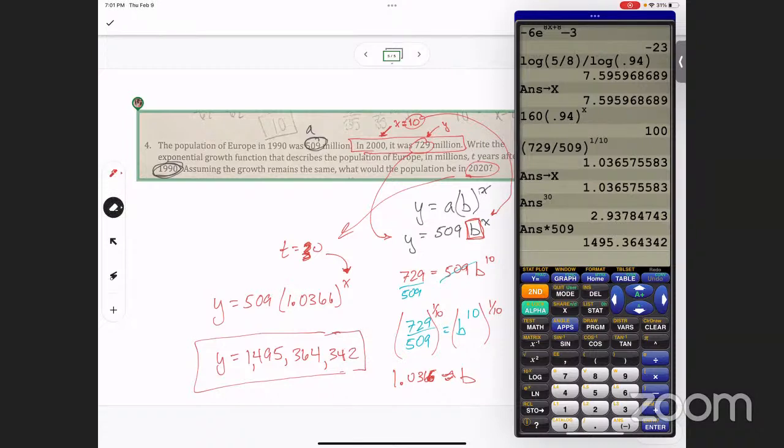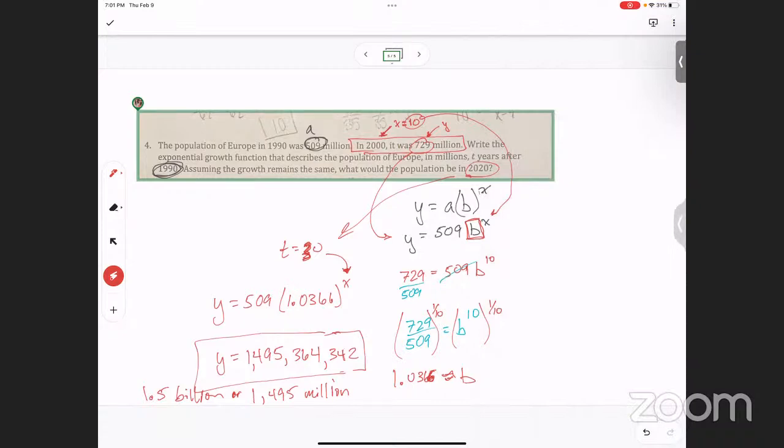Now, what they're doing is rounding it. You could also just say 1.495 million if you wanted to. Or you could say 1.5 billion if you wanted to kind of round it. You could say that. It depends on how they want you to write it, but this is the most exact answer. This is rounded to the nearest billion and a half or something. And this is in millions, which is what they wrote originally.